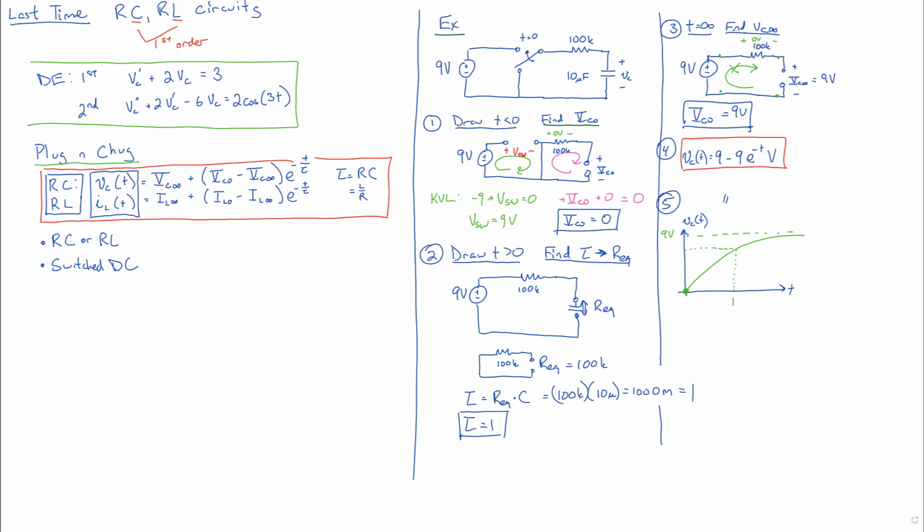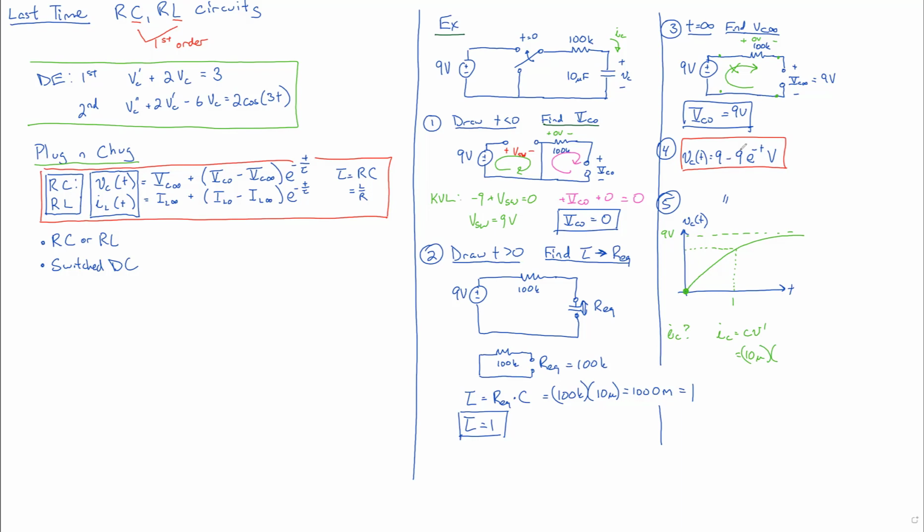Now, what if I'd asked for something else? What if my step 5 wasn't just you're done? What if I had asked, hey, what is this I sub C? What would your 5th step be then? You can plug it into the equation, right? What equation? I equals C dV/dt. Yeah, you got it. IC is equal to C dV/dt. So if I had asked that, you just multiply the derivative of this by C. So that would be 10 micro times the derivative of this thing.